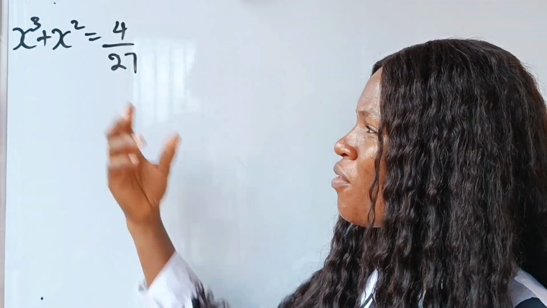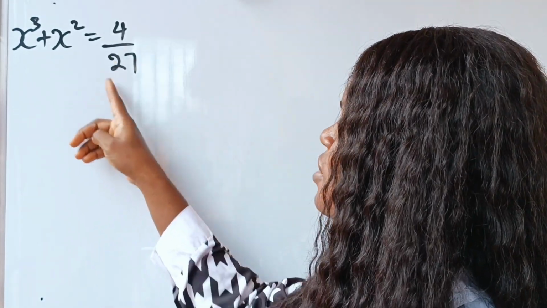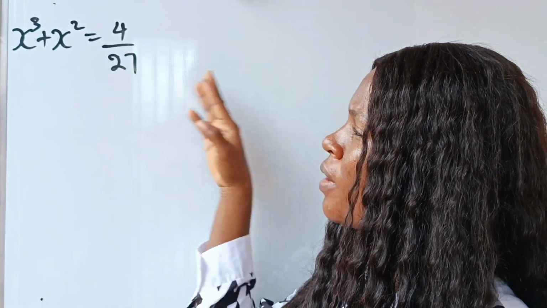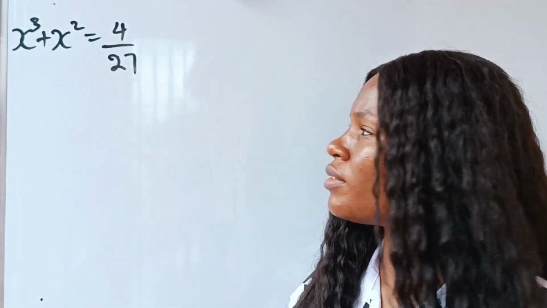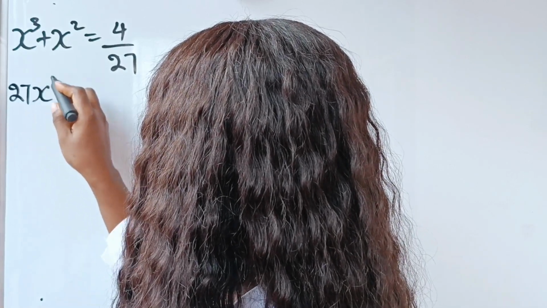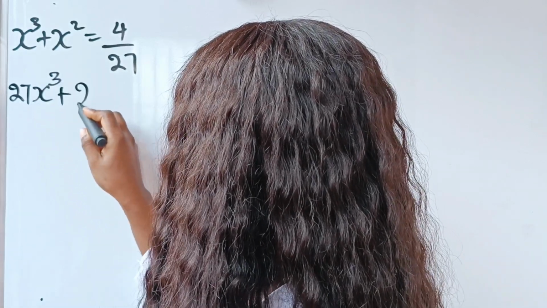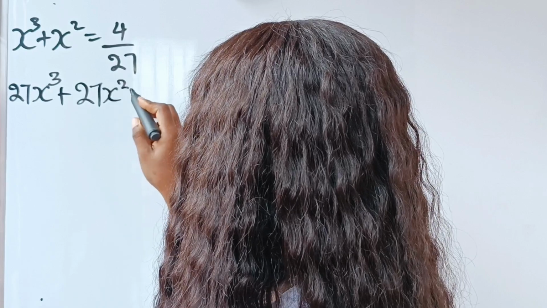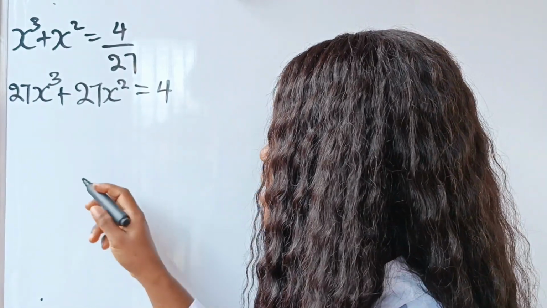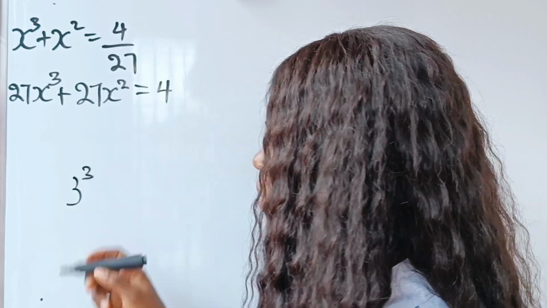Let's solve for the value of x. Now to remove this 27, because I don't want a fraction here, I'm going to multiply through by 27. So when I do that, I will have 27 multiplied by x to the power of 3 plus 27 multiplied by x to the power of 2 is equal to 4. Okay. Now 27 is the same thing as 3 to the power of 3.